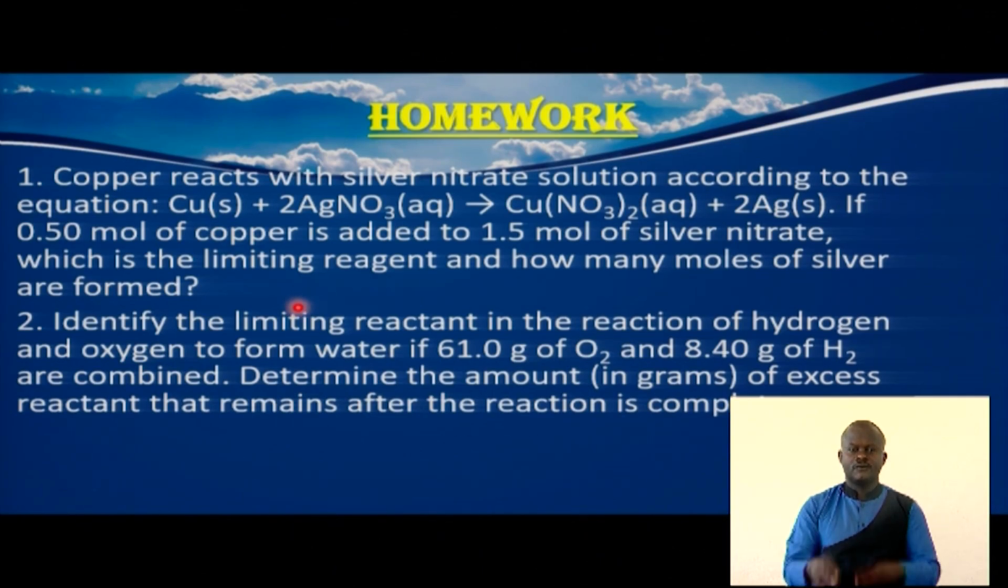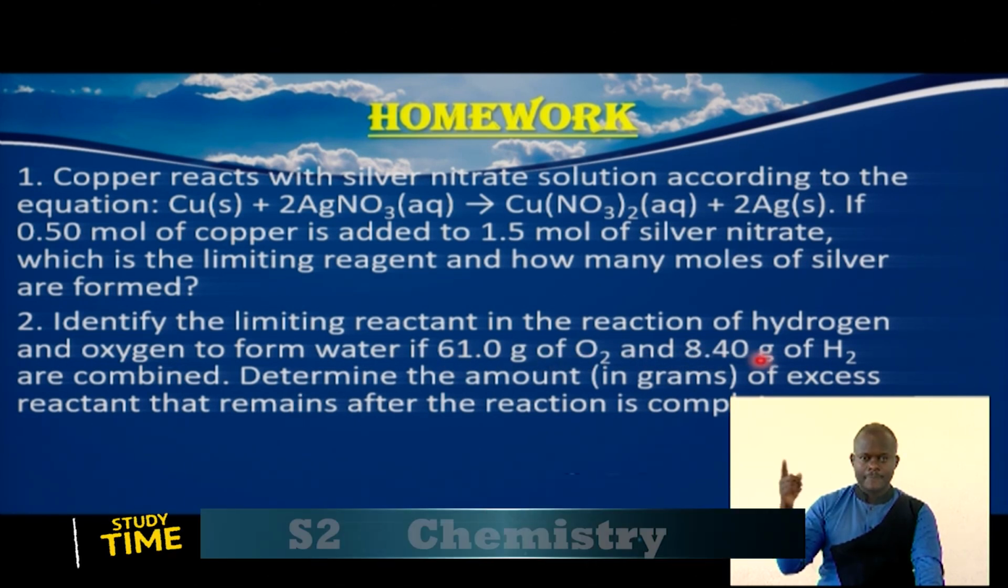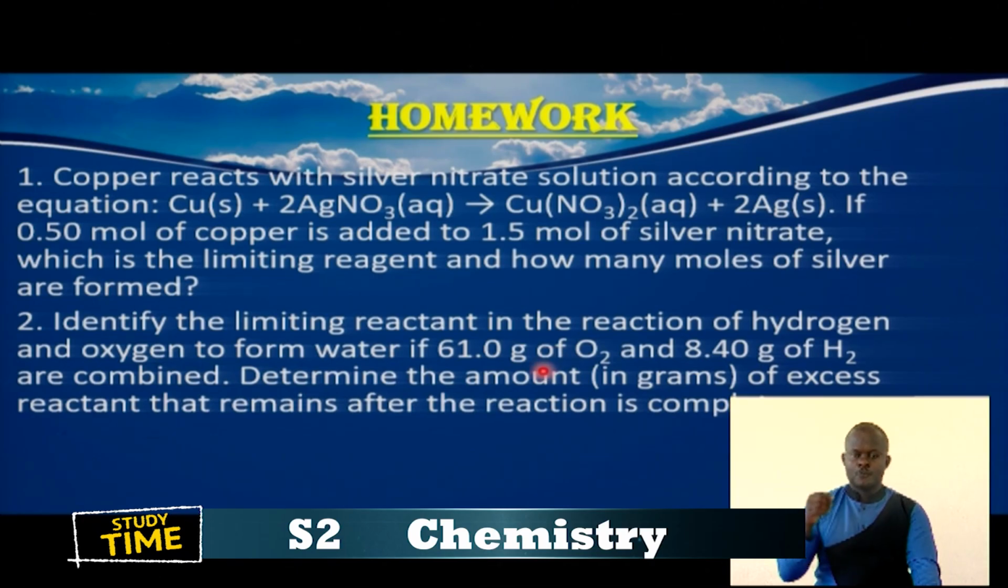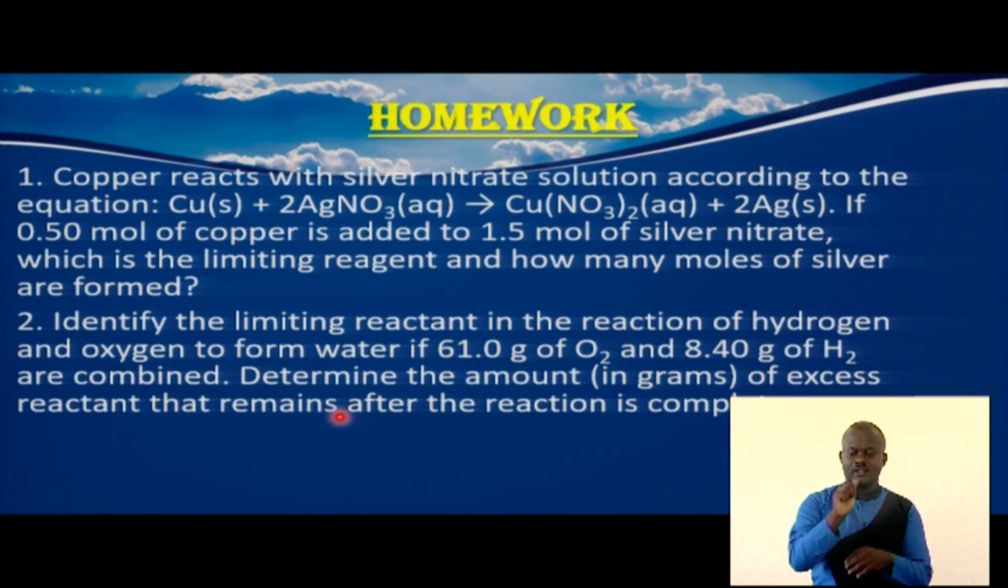Number 2, identify the limiting reactant in the reaction of hydrogen and oxygen to form water if 61 grams of oxygen and 8.40 grams of hydrogen are combined. You also determine the amount in grams of excess reactant that remains after the reaction is complete.